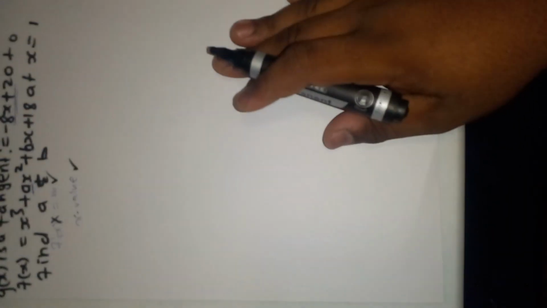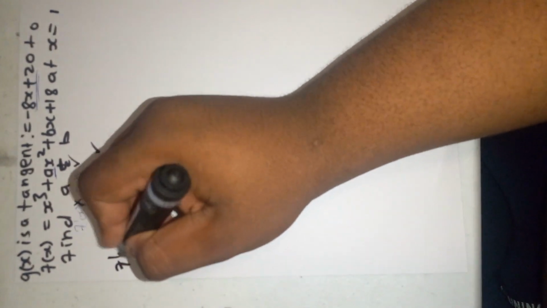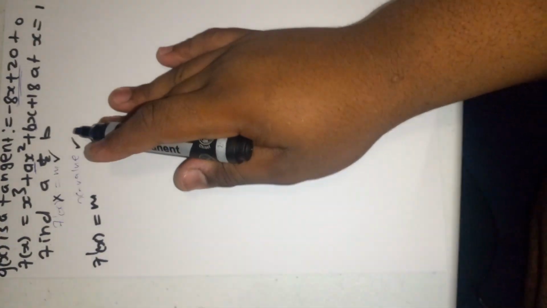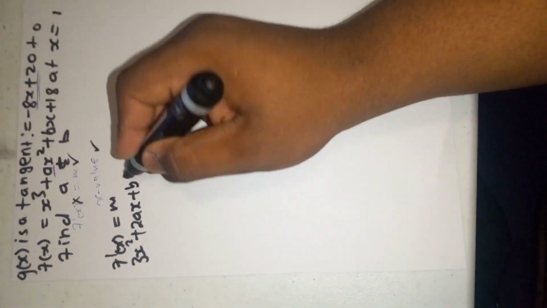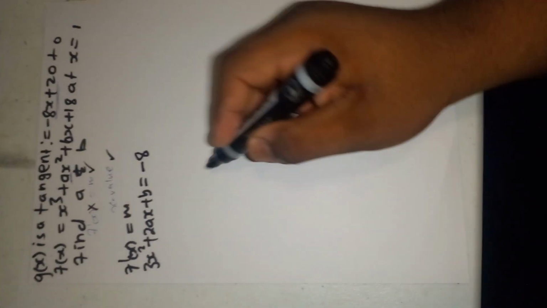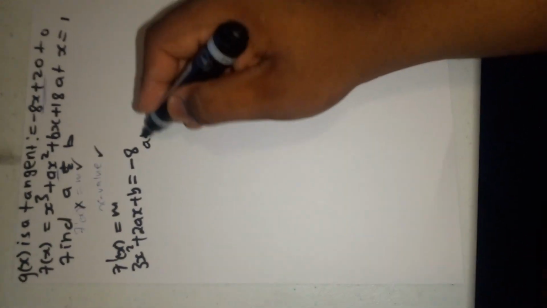Now we are going to move on and do this question now. Let's go. Now let's start. The first thing first, you do what? First derivative is equal to m. So first derivative is equal to m. Now what is my first derivative there? 3x squared plus 2ax plus b. It is equal to -8, where x is equal to 1, because I was given that there.